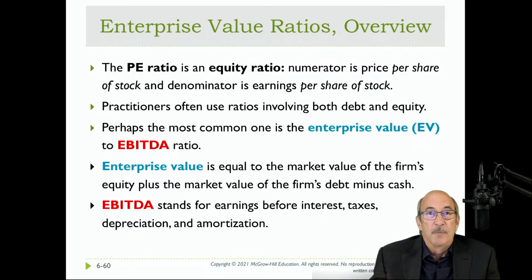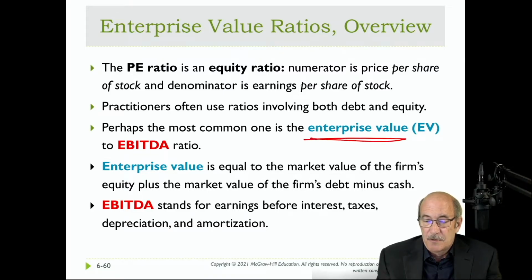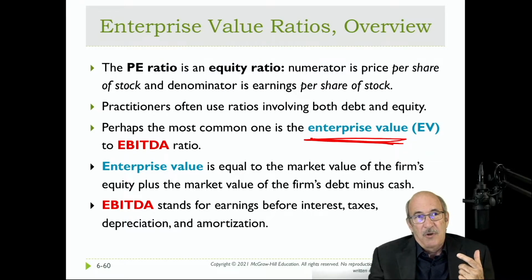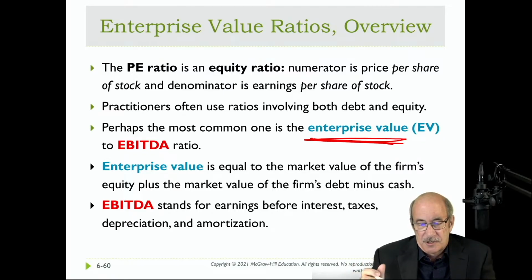Another popular numerator, so we've looked at a variety of denominators. We've looked at sales per share, we've looked at earnings per share, cash flow per share, but we've always had price in the numerator. Another popular one is EV. This was something that Aswath also mentioned. EV is enterprise value. Now, enterprise value differs from firm value. Firm value is simply the sum of the market cap of equity and debt. Enterprise value is that same value, that firm value, and then we subtract off the surplus cash.